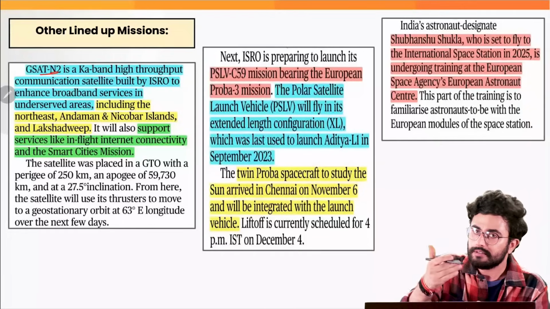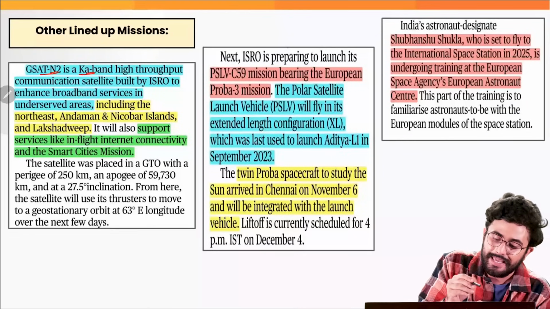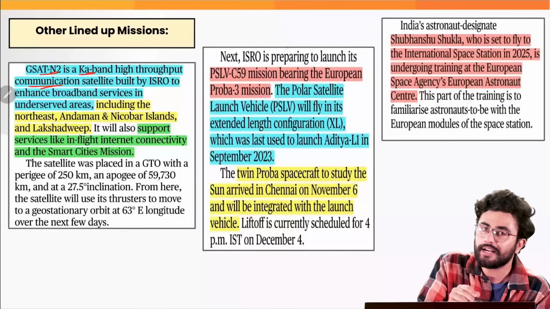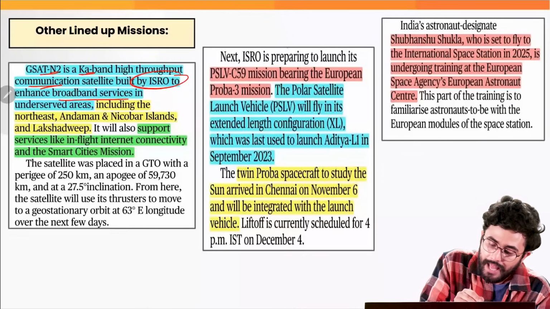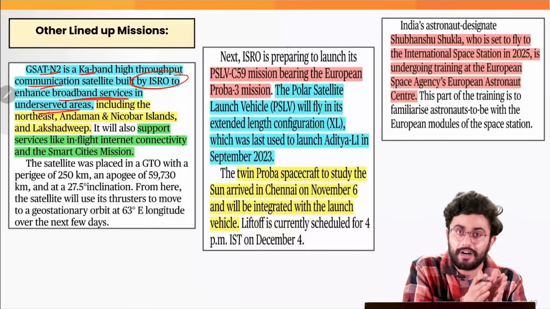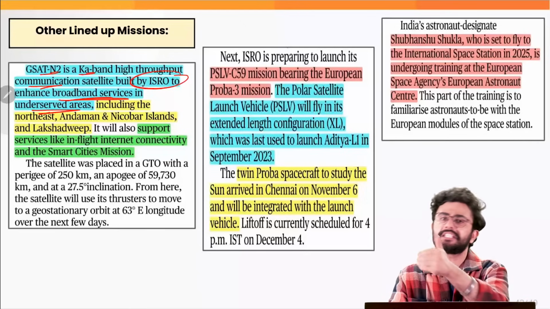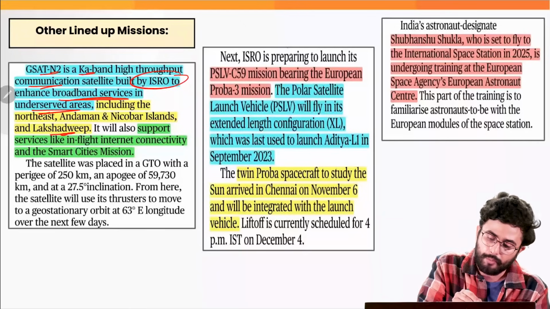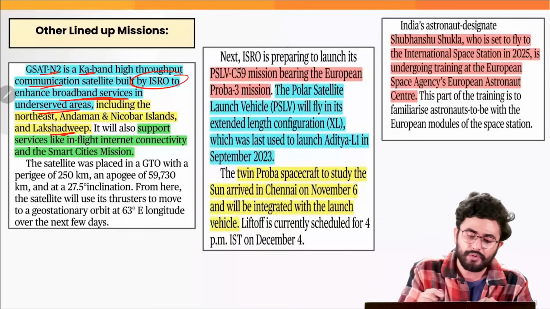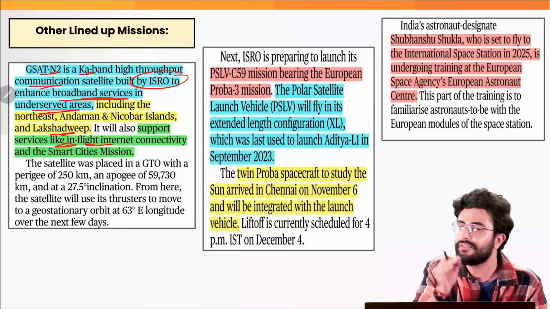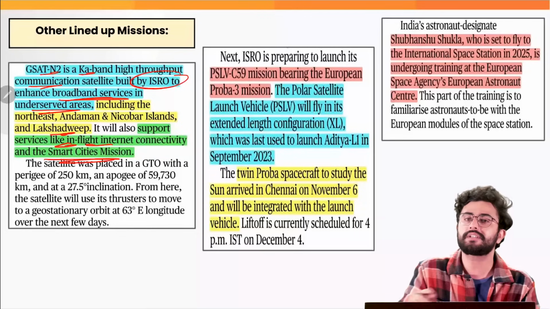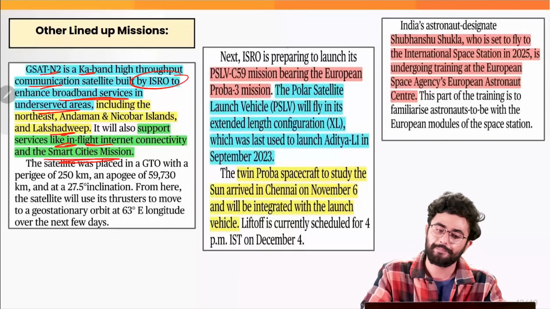Then what is this N2 satellite? It is basically a Ka-band high throughput communication satellite built by ISRO to enhance broadband services in underserved areas, especially in the Northeast, Andaman and Nicobar and Lakshadweep. It will also support services like in-flight internet connectivity and our smart cities mission as well.